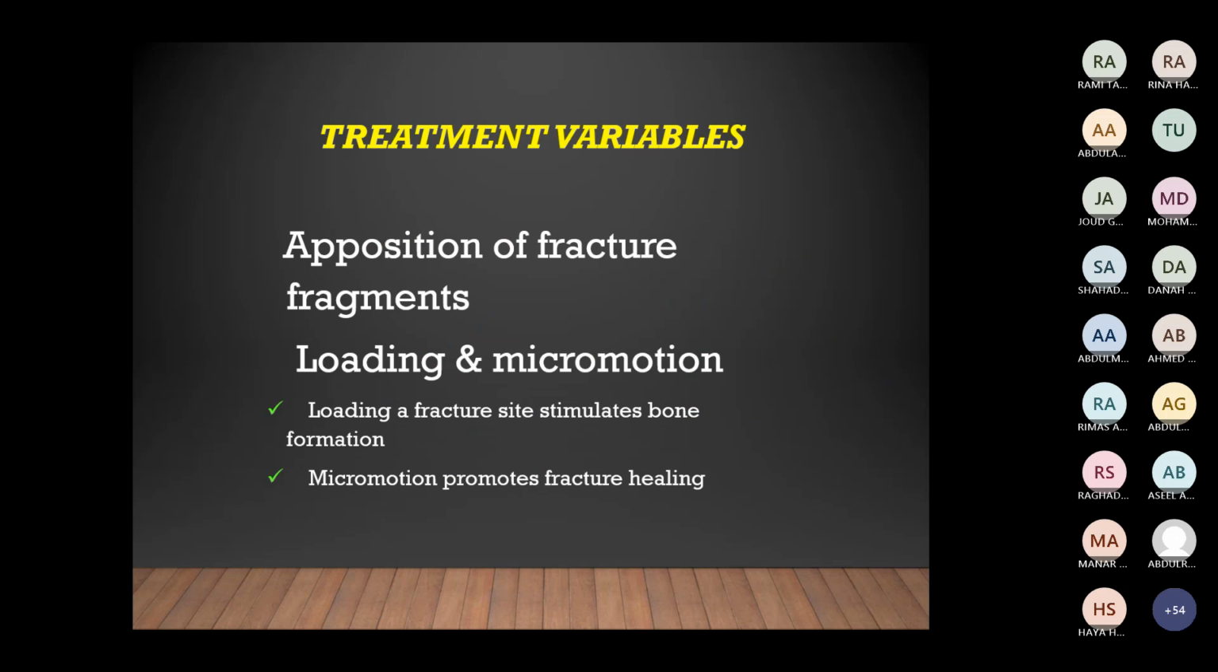Now, treatment variables. Healing is affected when there is improper apposition of fracture fragments. It should be properly aligned, right? When there is a lot of load on the leg or on the arm, or a small micro motion, the fracture healing will be affected. Loading of a fracture site stimulates bone formation. When you approximate this area and load close together, there will be an increase in fracture healing. And slight micro motion promotes fracture healing.